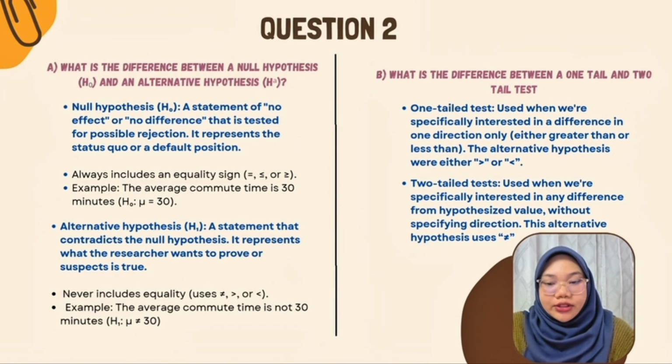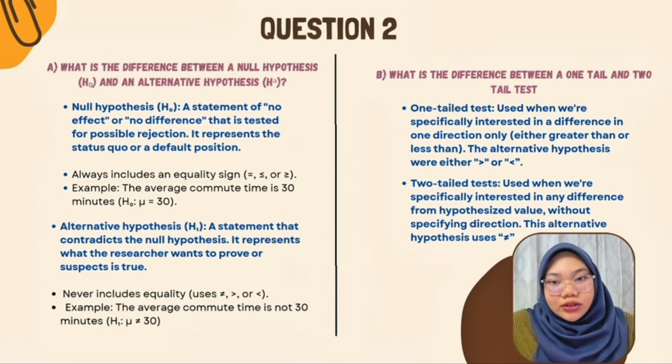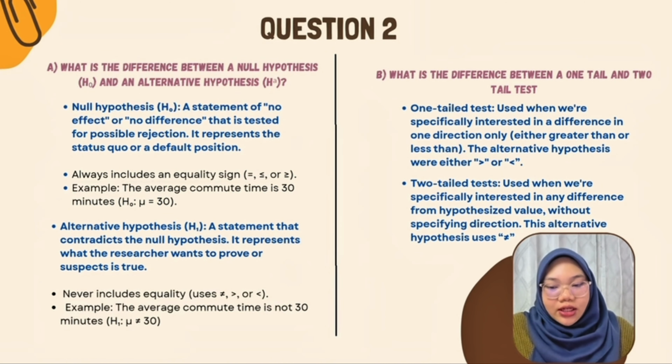Starting with A, the question is: what is the difference between a null hypothesis and an alternative hypothesis? So, the null hypothesis is a statement of no effect or no difference that is tested for possible rejection. It also represents the status quo or default position. The null hypothesis will always include an equality sign. The signs are already included in the slide, so you can see how they look.